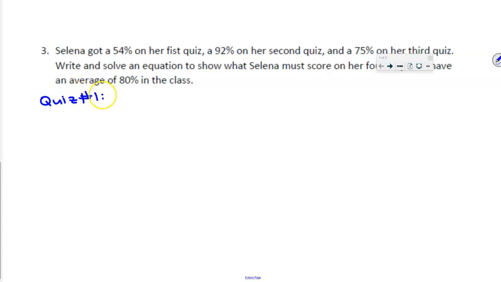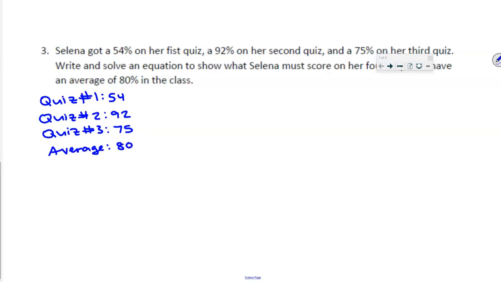Quiz number 1 is a 54%. Quiz number 2 is a 92%. And quiz number 3 is a 75%. We know that the average is supposed to be an 80%, but if we read it carefully, we know that average should include her fourth quiz score, which we don't yet know. So quiz number 4 is unknown.